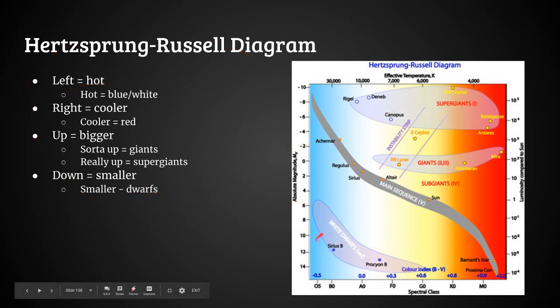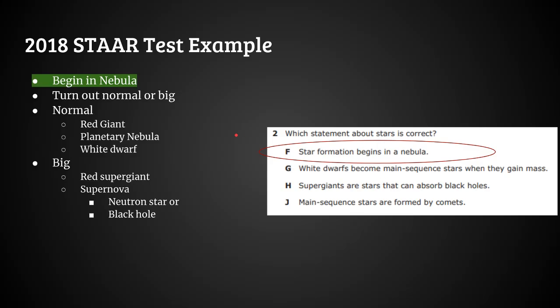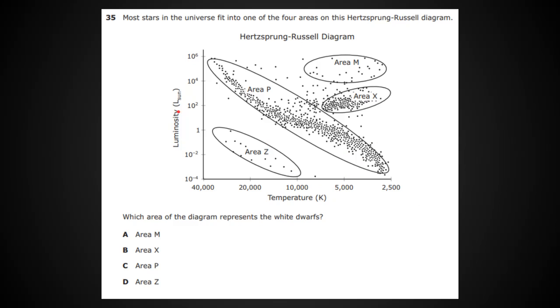Down is smaller. We see down here that at the bottom we have our white dwarfs. But also to the left, which is hotter, that's where the white dwarfs are at. Hot and small. And then main sequence just right down the middle. So the question asks which statement about the stars is correct, and that would be F. Star formation begins in a nebula. Just like we said earlier.